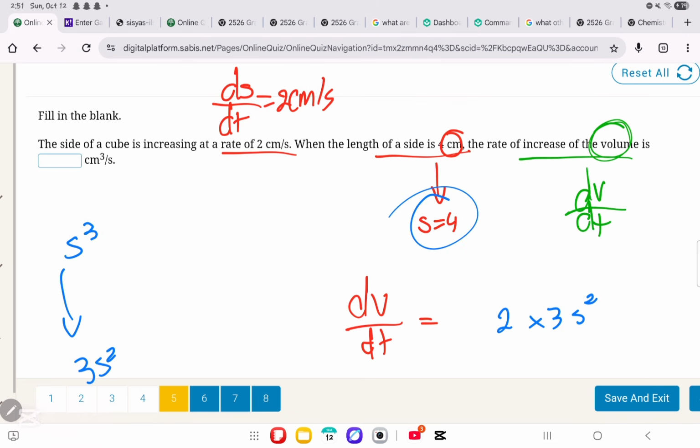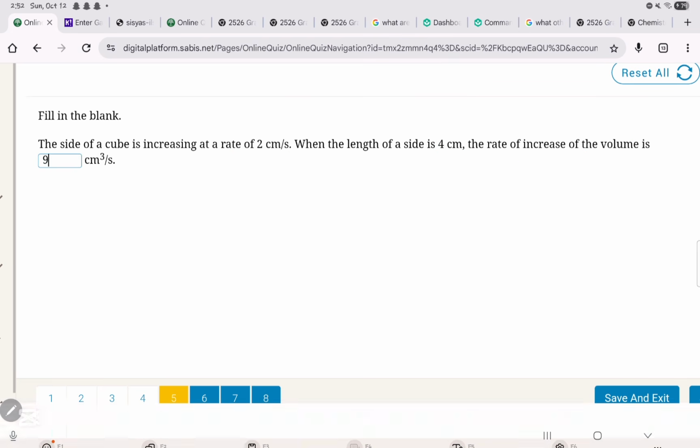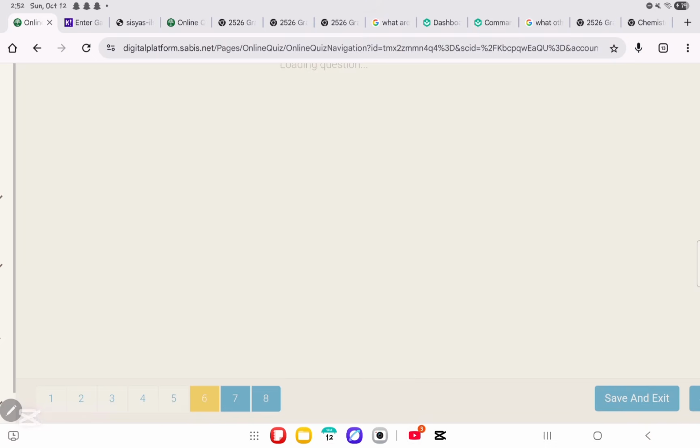They gave us the value of the side to be 4. So it's 2 times 3 times 4 squared. So that's going to be what? That's going to be 96 centimeter cubed per second. We move on to question number 6.